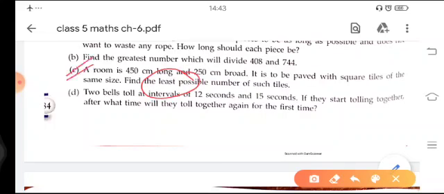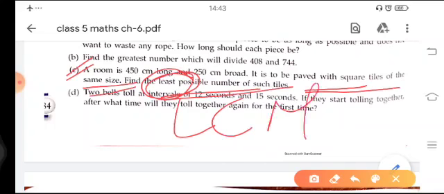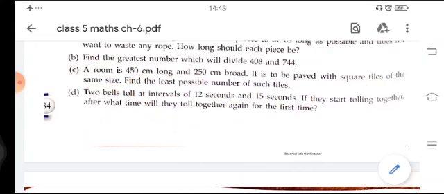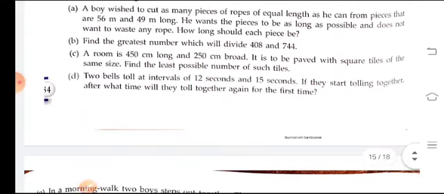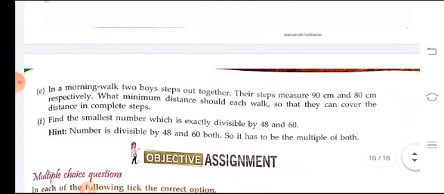See, in question number C, a room is 450 centimeter long and 250 centimeter broad. It is to be paved with square tiles of the same size. Find the least number of such tiles. So what do you have to find? You have to find the LCM in this question, because they are asking about the least number. On this type of question you can find the LCM.